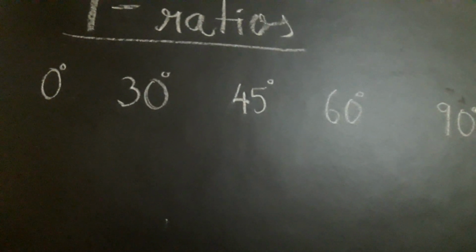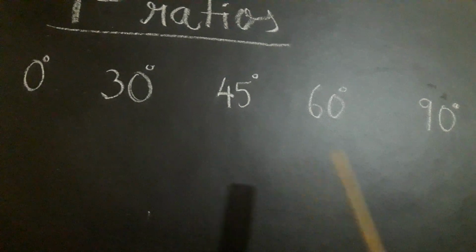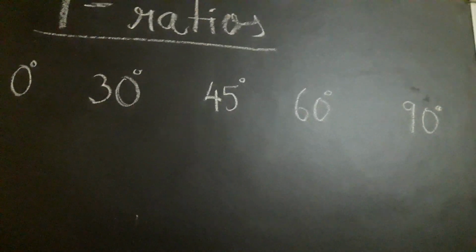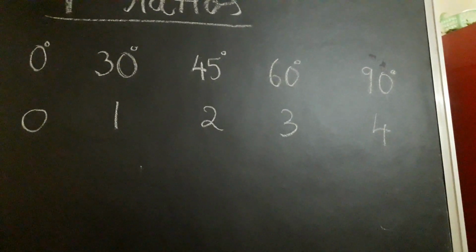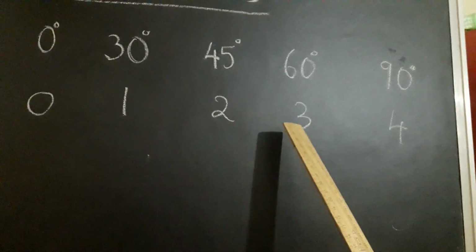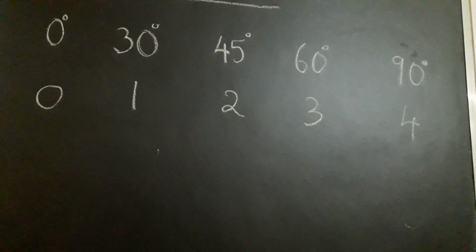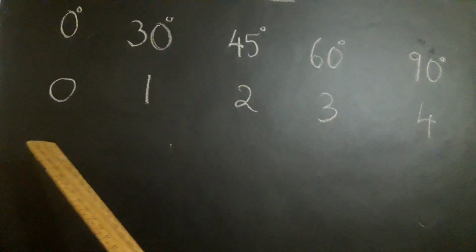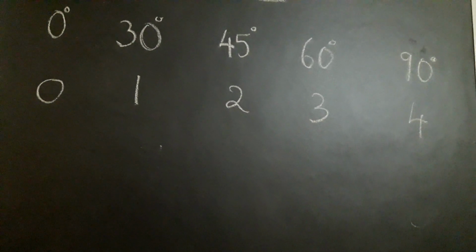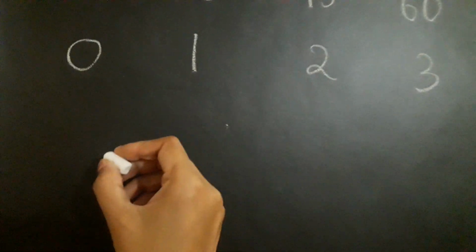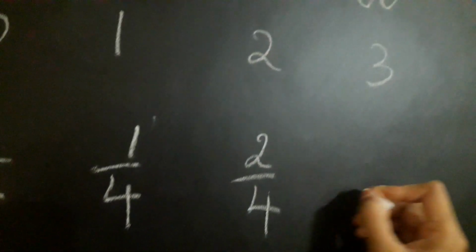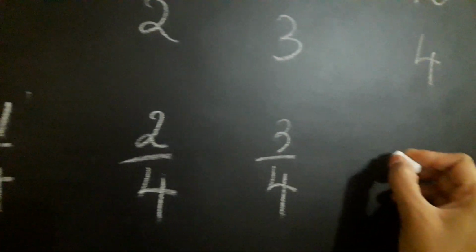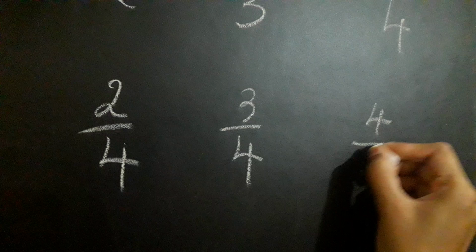Alright, the next step is to write 0, 1, 2, 3, 4, the first 5 whole numbers. And in the next step, I divide each of these values by 4. Let me do that. So I have 0 by 4, 1 by 4, 2 by 4, 3 by 4 and 4 by 4.